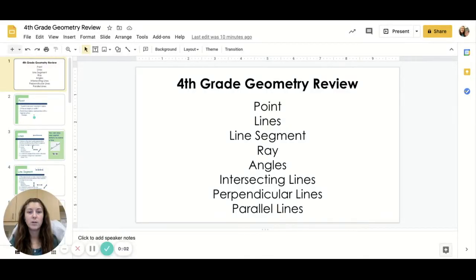Alright, so we are going to start by talking about some vocabulary words that you should be familiar with from 4th grade. These words are point, lines, line segment, ray, angles, intersecting lines, perpendicular lines, and parallel lines. And don't panic if you don't remember those or you're not exactly sure what they are, because that's what we're going to do today: go through and talk about some of these.